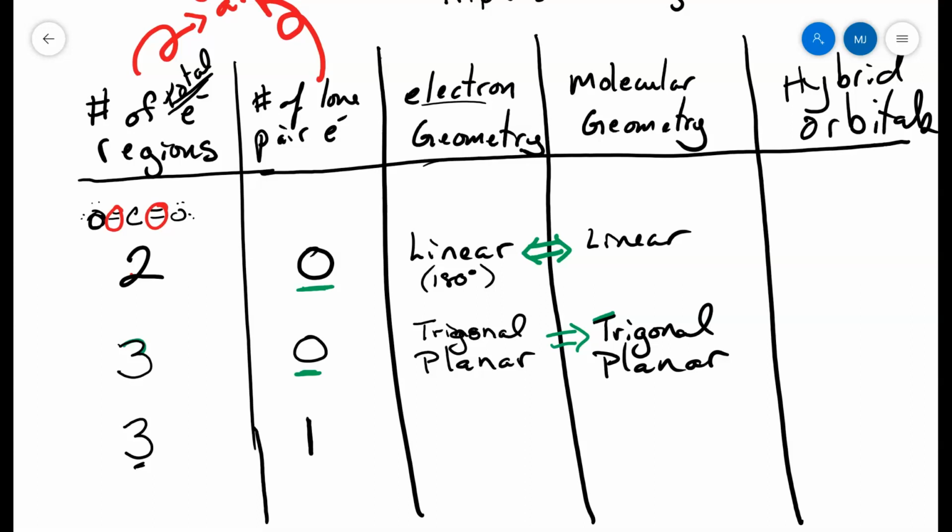Now, the number of total regions always dictates electron geometry. If it's 3, it's trigonal planar, done. No ifs, ands, or buts.